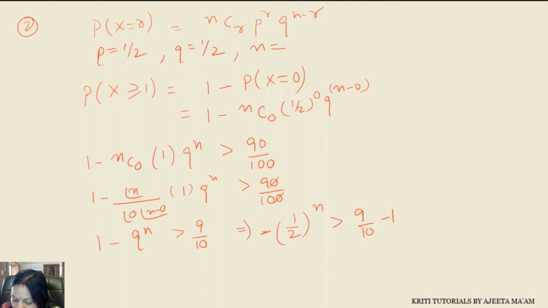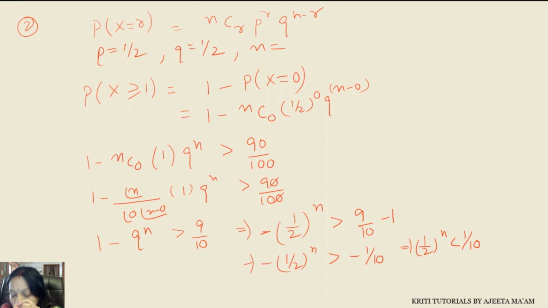9 by 10 minus 1. So what do you get now? Just reshuffling of the terms, right? This is what we have. Now, if we remove the minus sign, we will have to switch the inequality sign. So what will you get? Half raised to n is less than 1 by 10.